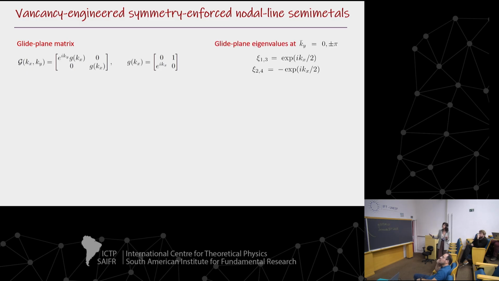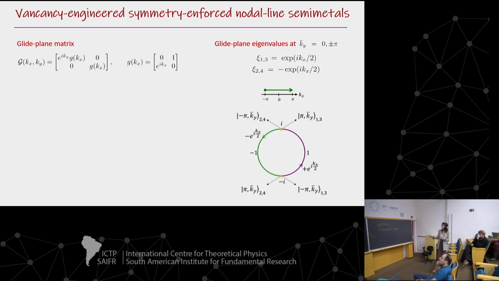And in this case, the eigenvalues of this operator are just this number, these complex numbers. And the point here is that these eigenvalues, as kx, because they now depend only on kx, because ky is fixed. So as kx is run from minus pi to pi in the Brillouin zone, these eigenvalues will circle in the complex plane like this, right? And the point is that these eigenstates here, they are degenerate for the glide plane eigenvalues at these points.